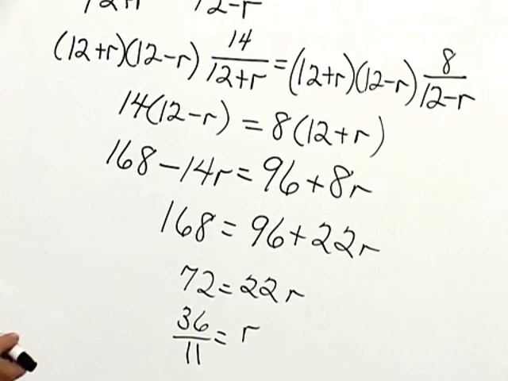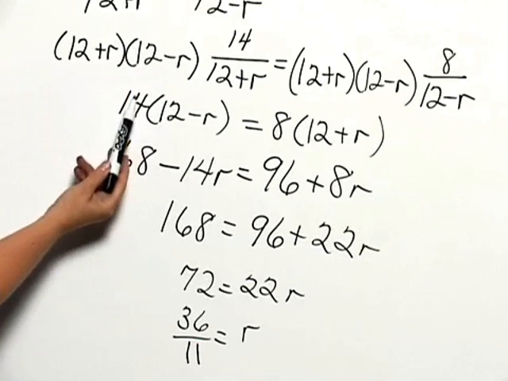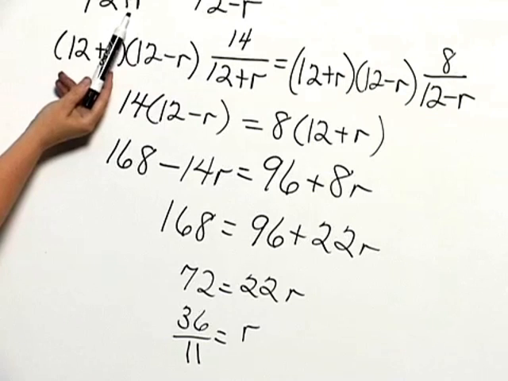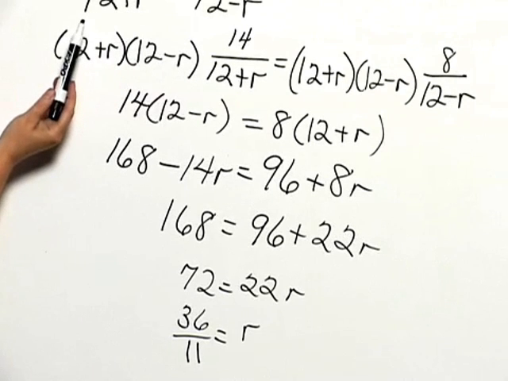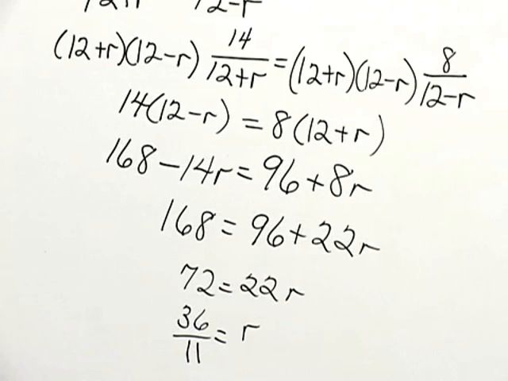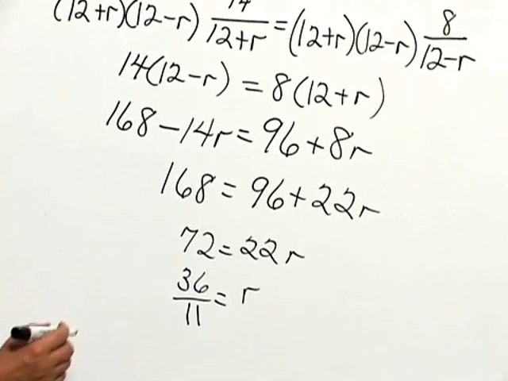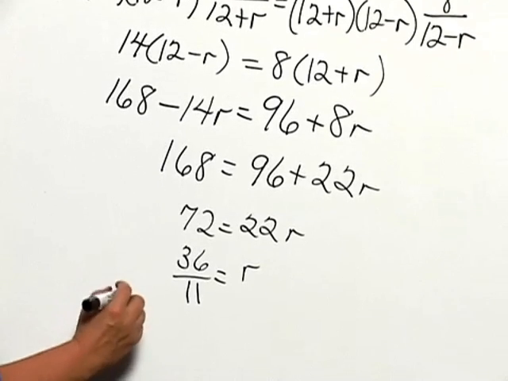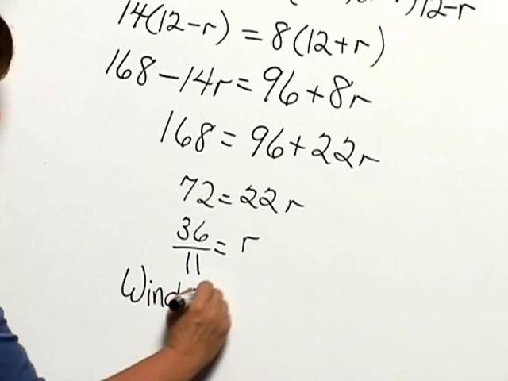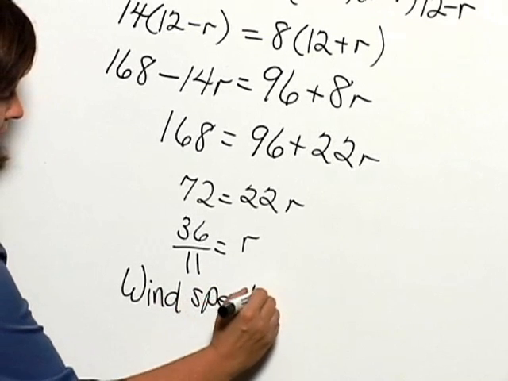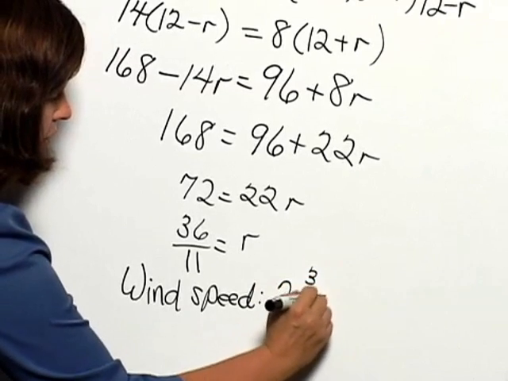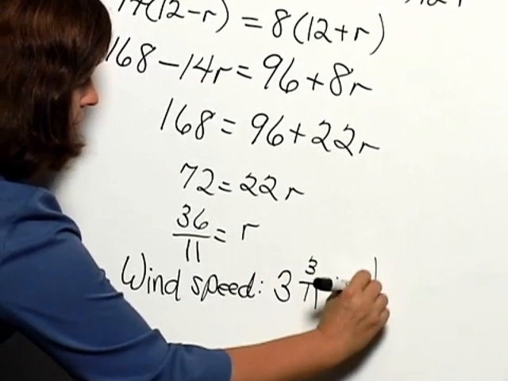We could check that by checking to see if the two expressions for time are the same when we substitute 36 over 11, and we would find that they are. So we could state that the wind speed was 36 elevenths miles per hour, but typically we would give that as a mixed numeral. So we would say the wind speed was 36 elevenths miles per hour, or 3 3/11 miles per hour.